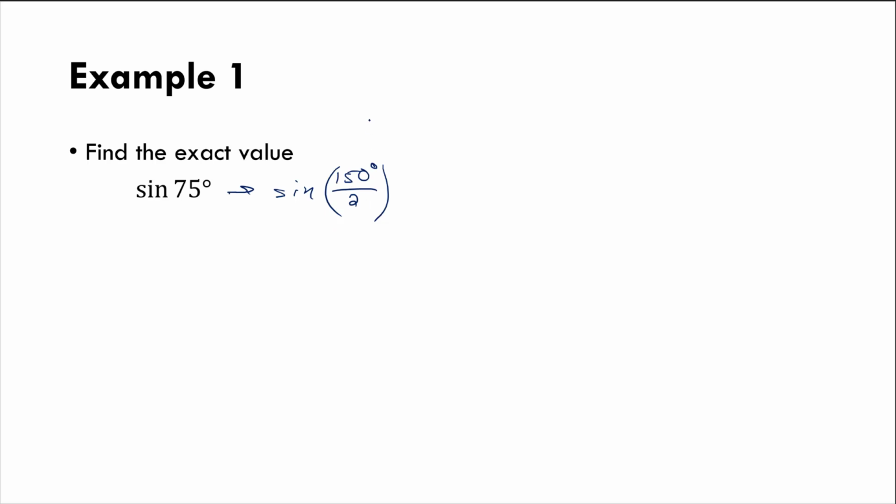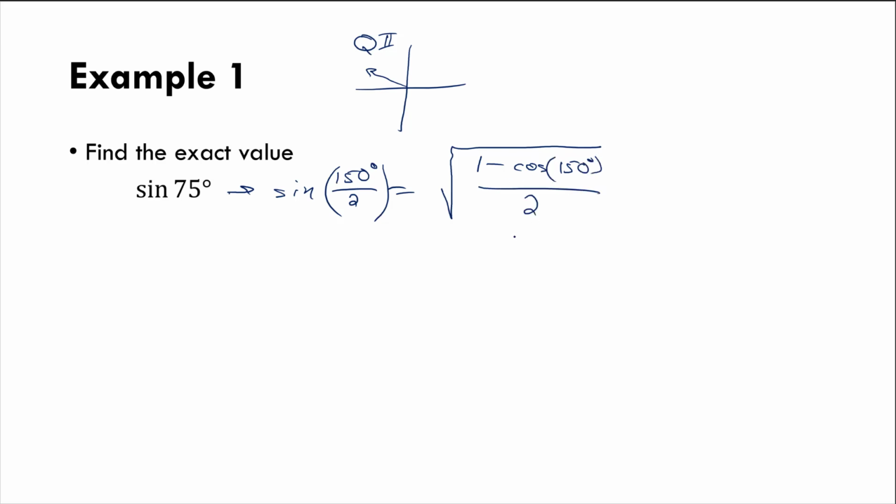Now let's think. What quadrant would we be in at 150? 150 is something like this, so we're in quadrant 2. We're going to keep that in mind when we're working with our sine. For my radical, the sine is my y value here, so this is going to be positive in quadrant 2, so I'm going to have a positive square root here. It's going to be equal to the square root of 1 minus cosine of 150 degrees, all over 2.